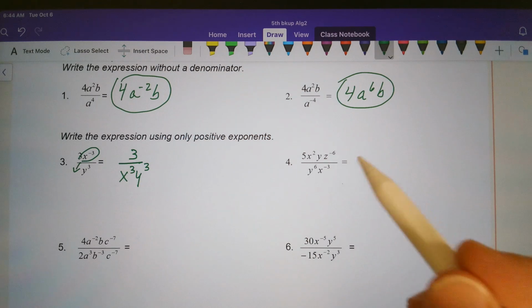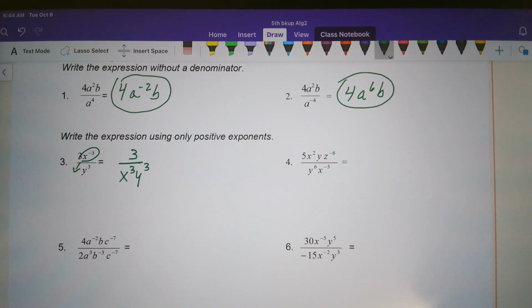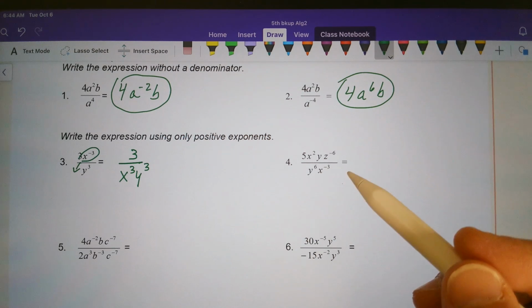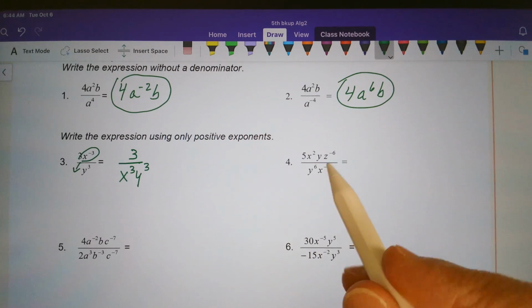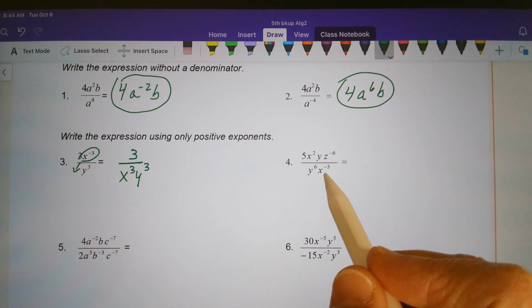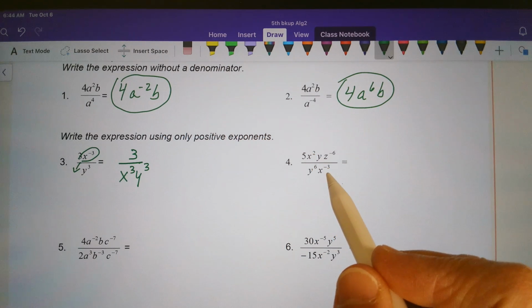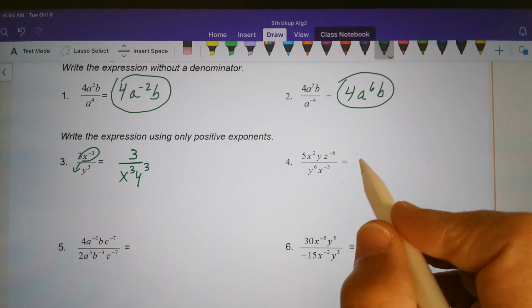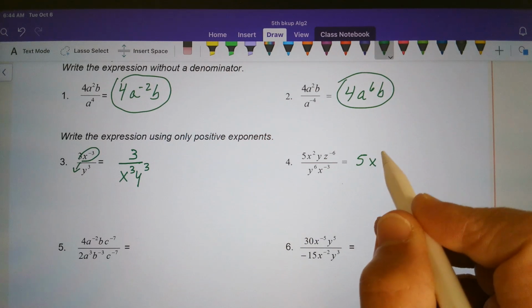got a lot more variables here, so maybe we'll just actually try to simplify by doing the division. X squared divided by x to the negative 3. We're going to subtract our exponents. 2 minus negative 3 is 2 plus 3, which is 5. So that's 5x to the fifth.